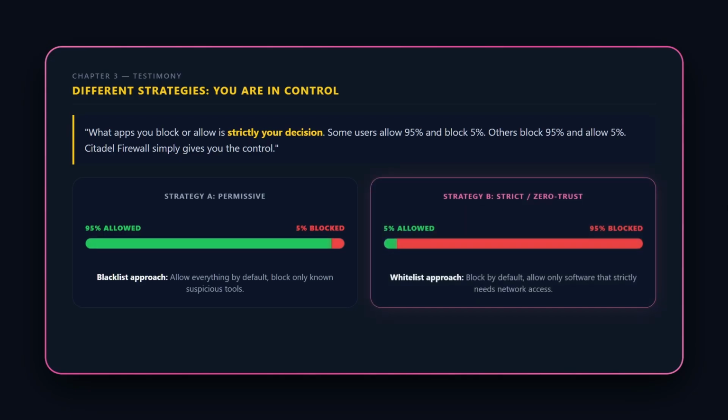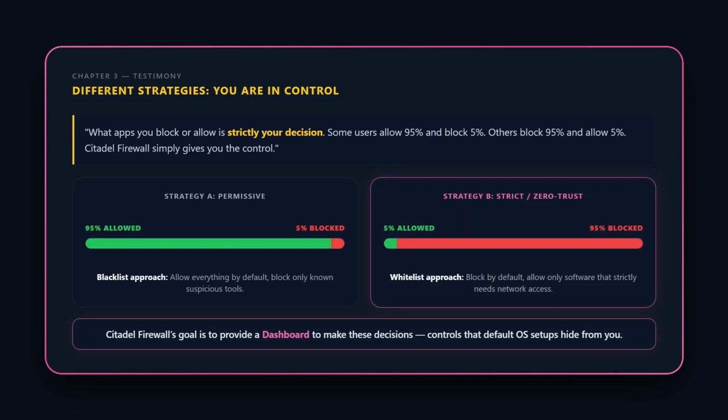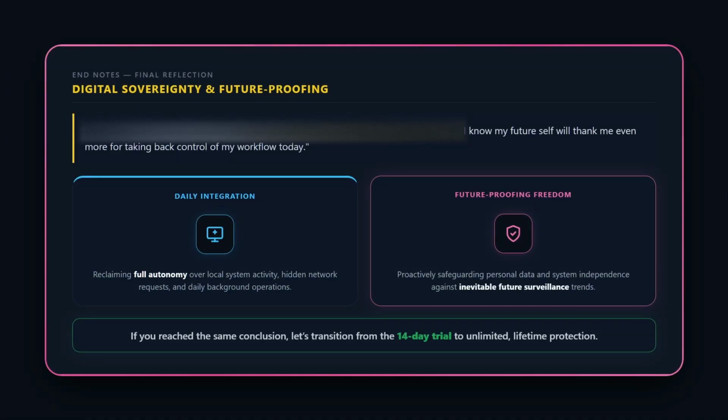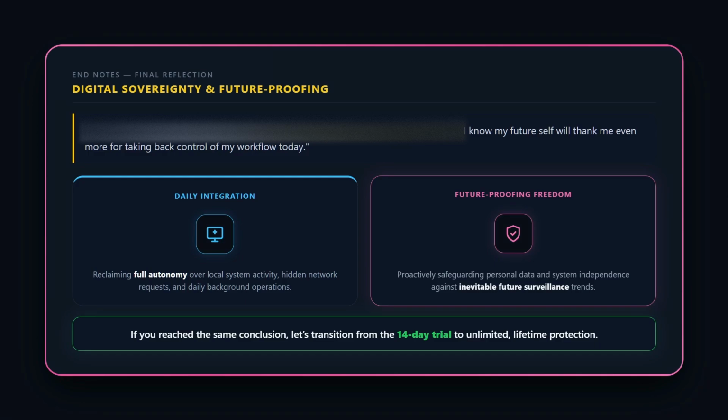Different strategies. As I said at the start, what apps you block or allow is your own decision. Some will allow 95% of the apps on their PC and block 5%. Some, like me, will block 95% and allow 5%. Citadel Firewall's goal is to give you a dashboard to make those decisions, which in the default OS setup are hidden from you. Speaking for myself, I decided to integrate the Citadel Firewall app into my daily PC workflow for many reasons, listed and unlisted here.